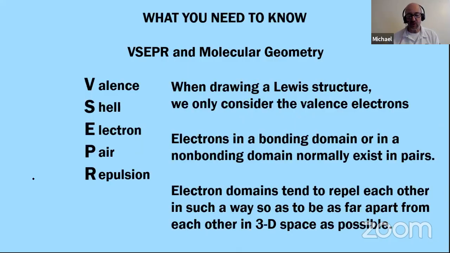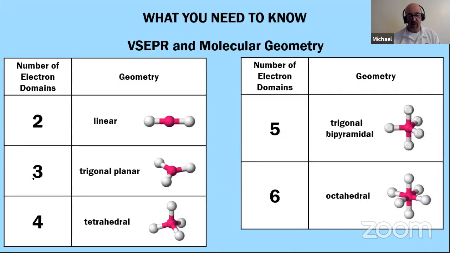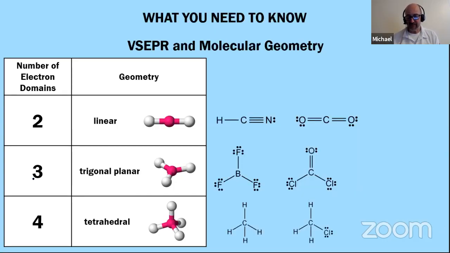If I have 2, 3, 4, 5, and 6 electron domains, then they can spread out from each other to minimize their repulsion, and you have the following shapes: linear, trigonal planar, tetrahedral, trigonal bipyramidal, and octahedral. These are all different geometries of molecules. So for example, these molecules might be linear, or trigonal planar, or tetrahedral. I've given you some examples of molecules that have this geometry. So we have 2, 3, and 4 electron domains.